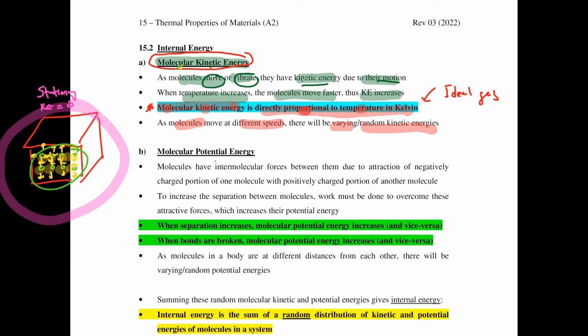All right. Now back to the notes. Just as we have molecular kinetic energy, we also have molecular potential energy. Molecules in general tend to have intermolecular forces between them because of the attraction of the negatively charged portion of one molecule with the positively charged portion of another molecule. What do we mean by that?